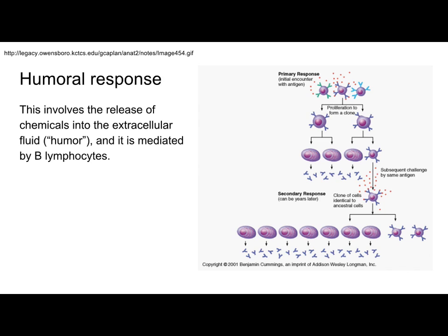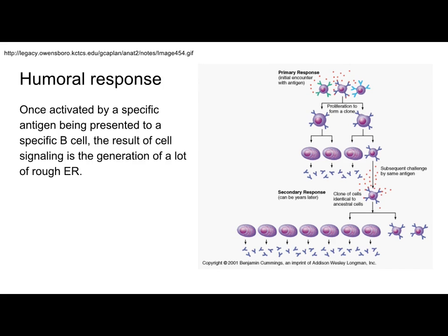Those helper T cells will also go around and try to find the other type of lymphocyte, which was the B lymphocyte, because the B lymphocyte is the one that's responsible for the humoral response. It's referred to as humoral, namely because it produces a chemical. And chemicals don't look like cells, they look like liquid. And liquids are called humors.